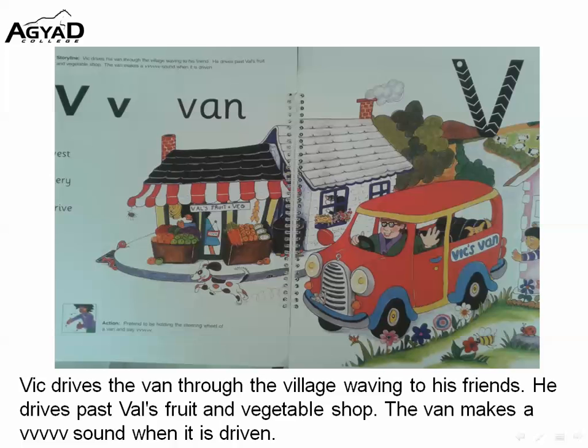So, what is the story of this V sound? There was this man whose name is Vic. He had this van and he was driving around the village. He was very happy driving, and he passed by his friends in this shop, the fruit shop, and he would wave them goodbye. The friends were very happy and very excited, and they started to sing.